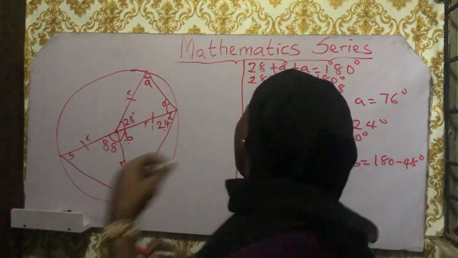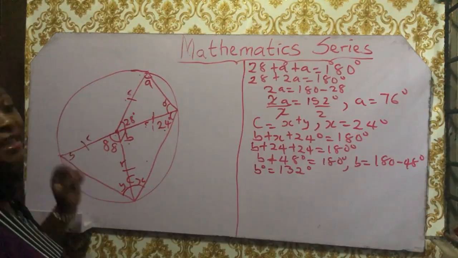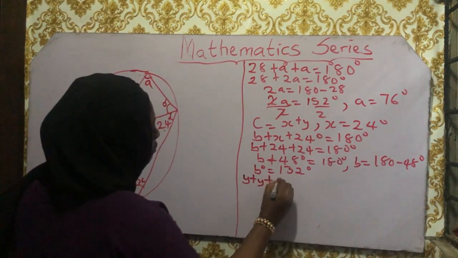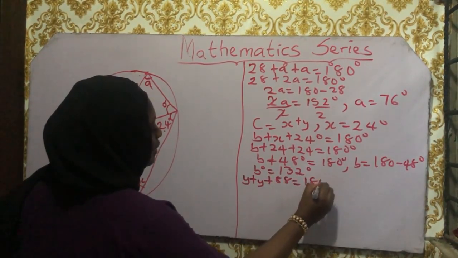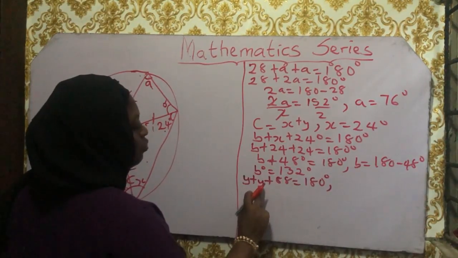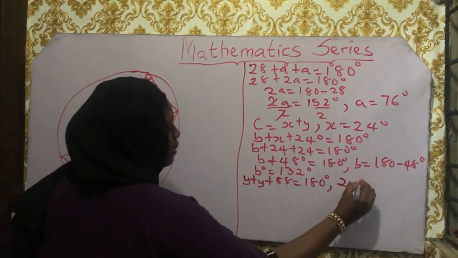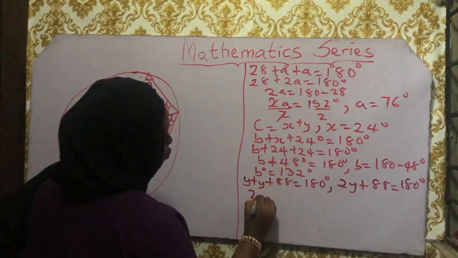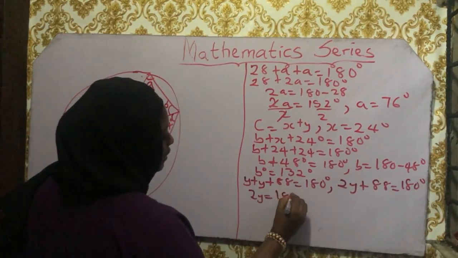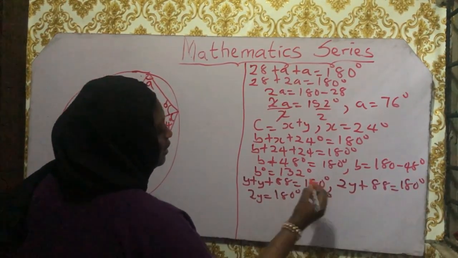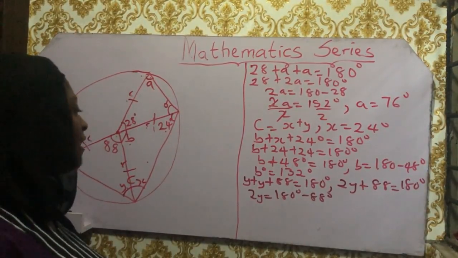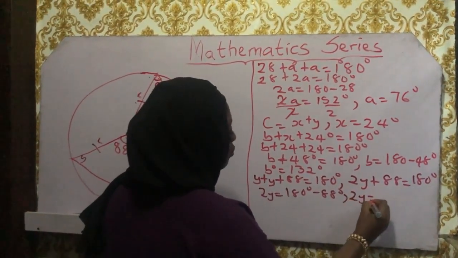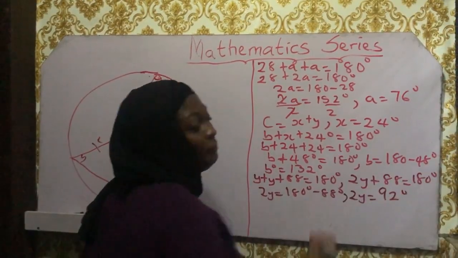Same rule. Y plus Y plus 88 degrees equals 180 degrees. So Y plus Y gives 2Y, so 2Y plus 88 is equal to 180 degrees. So 2Y is equal to 180 degrees minus 88 degrees. When you subtract 88 from 180 degrees, you have 2Y equal to 92 degrees.